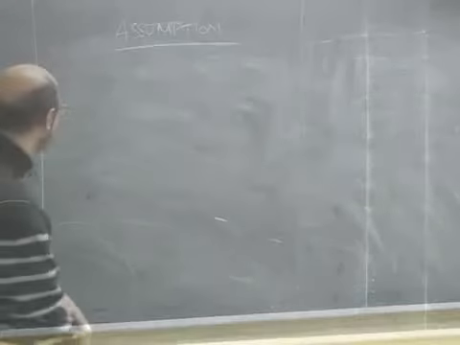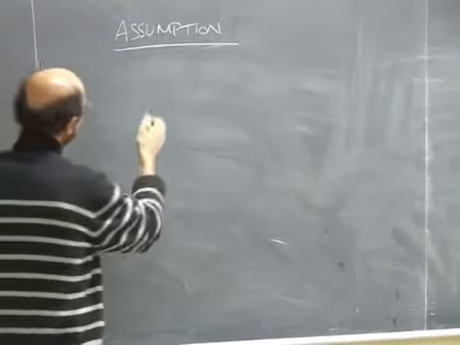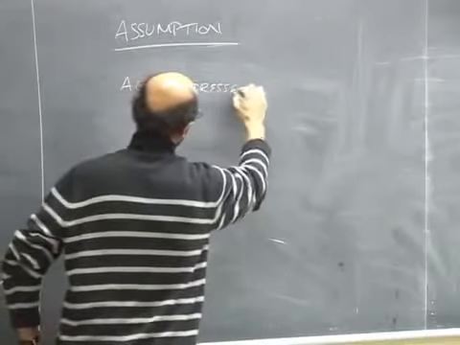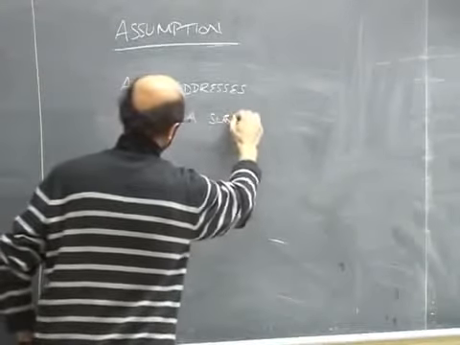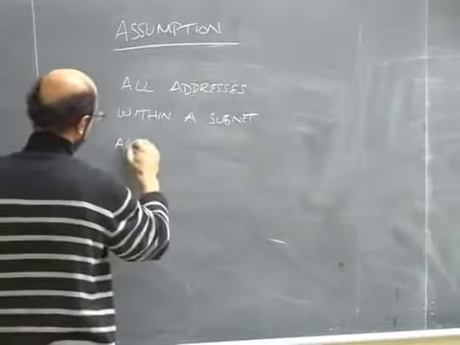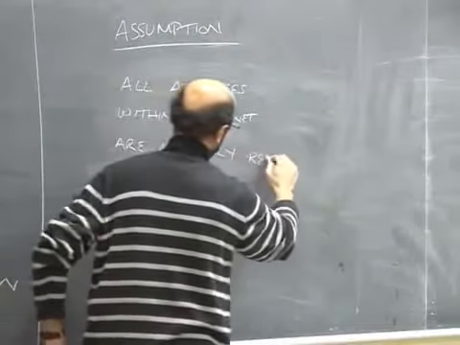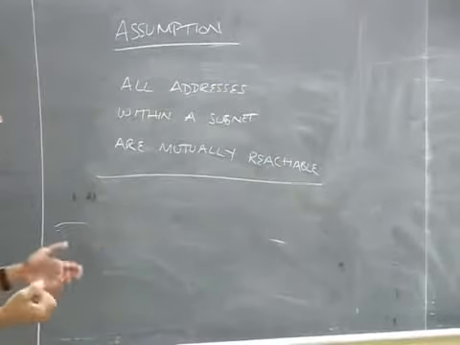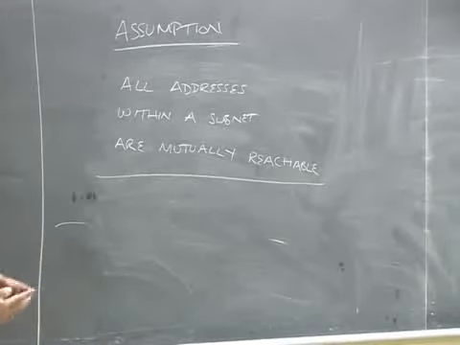And so let me show you how to do that. Let's think about the big concepts here. I'm going to make an assumption. The assumption is that all addresses within a subnet are mutually reachable, which means you can get from any one to everybody else. I'm making this assumption because it is given to me by what's called the link layer, which you're going to study later. So the link layer guarantees to me that all addresses within a subnet are mutually reachable.